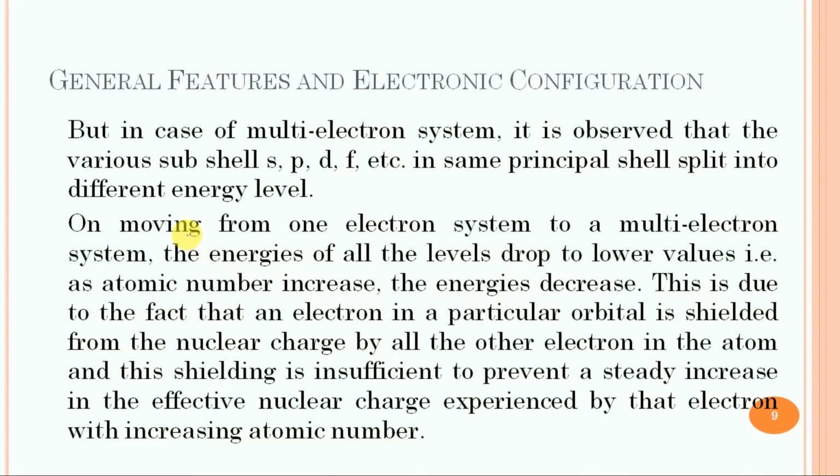The decrease in energy is due to the fact that an electron in a particular orbital is shielded from the nuclear charge by the other electrons in the atom, and this shielding is insufficient to prevent a steady increase in the effective nuclear charge experienced by the electron with increasing atomic number. In other words, each electron is imperfectly shielded from the nuclear charge by the other electrons.